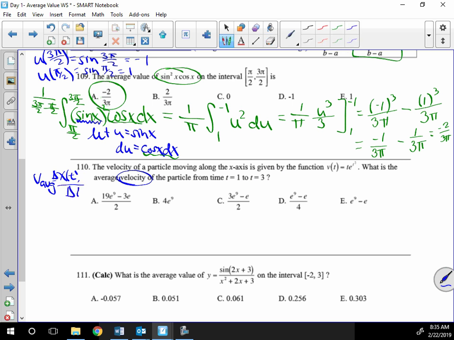So you can just go back to that, or you can think of it in terms of our average value, which simply says it'd be 1 over b minus a, integrating, since we're finding average velocity, velocity is what we're integrating. So it's kind of up to you which way you want to think of it. It all comes down to the same thing in the end.